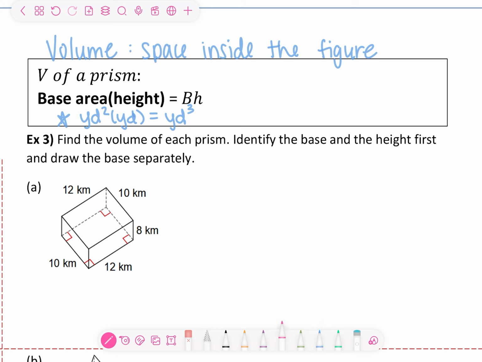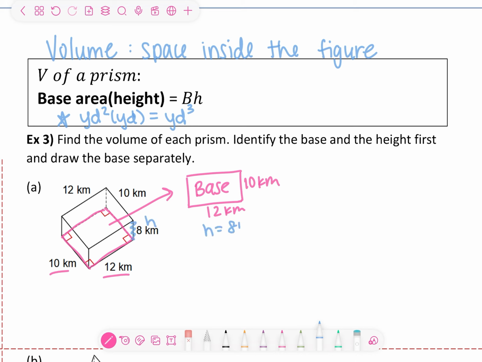Okay, so it looks like for the first one, I have a base here. It looks like it's kind of at the bottom, if you will, and it looks like a rectangle, a 10 by 12 kilometer rectangle. So my base is going to be a rectangle, 10 kilometers by 12 kilometers. And then it looks like the height, the distance between those two is this 8 kilometers here. Okay, so the height is 8 kilometers. So the only thing you need to find this time is your base area and your height. So we already got the height, we just need to find the base area.